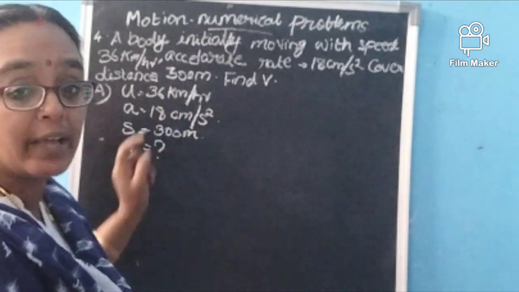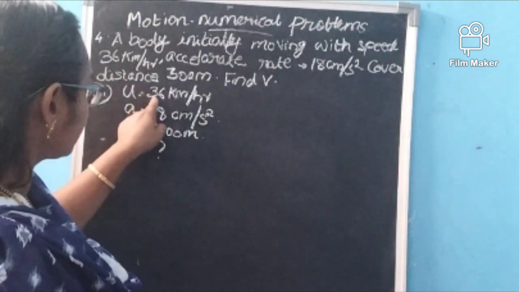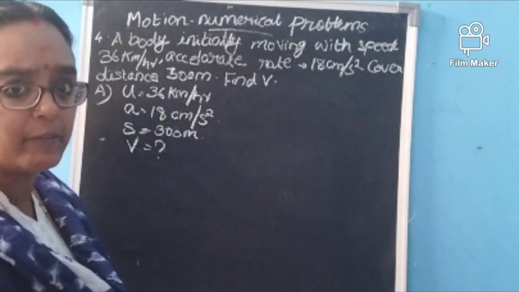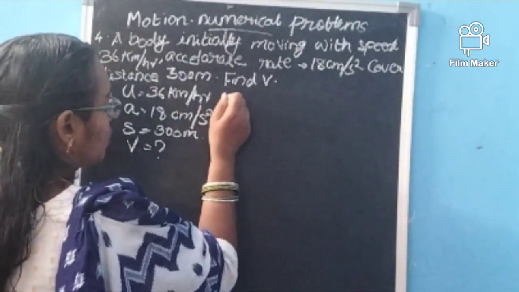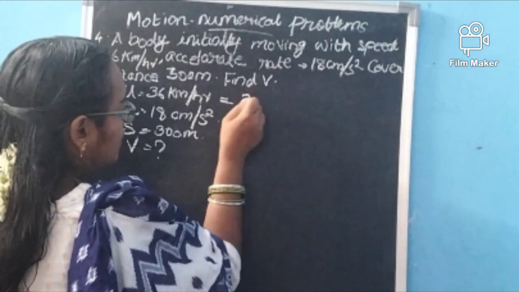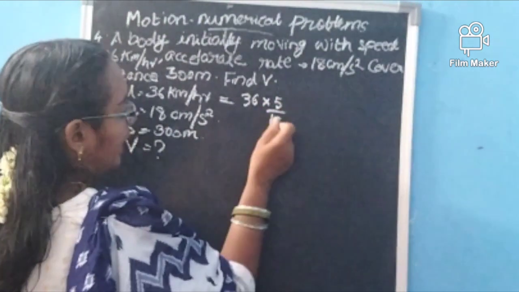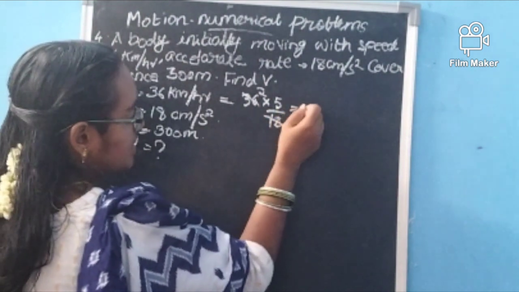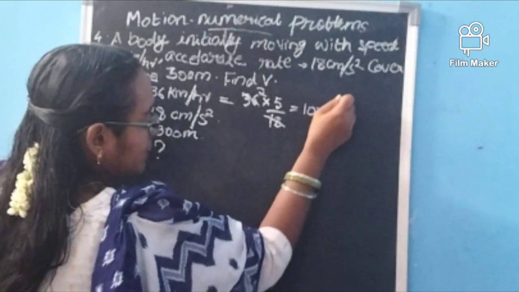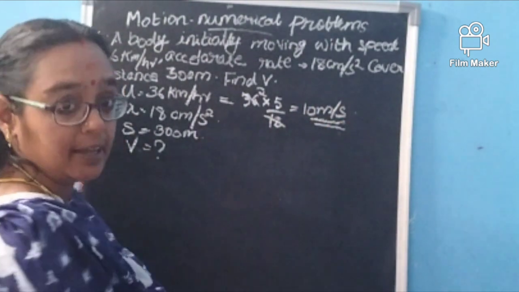Second one is we have to convert it into MKS unit. So, 36 km per hour will be what, ma? 36 into 5 by 18 meter per second, isn't it? So, it is equal to 36 into 5 by 18. We know 18 into 2 is equal to 36. 2 into 5 is equal to 10 meter per second. That is U.